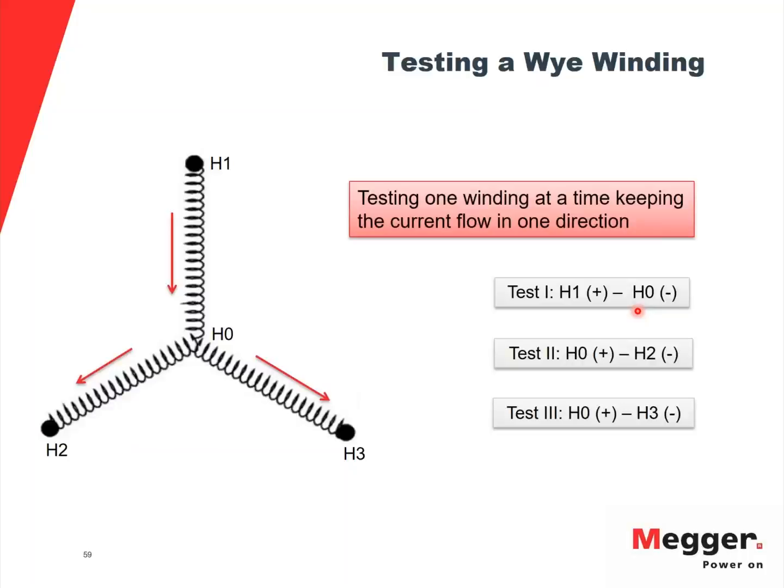So in order for you to make sure that you do that, if I test my A phase winding from H1 to H0, then when I'm testing my B phase, I should be testing from 0 to 2. And when I do that, I'm trying to maintain the direction of flux in the same direction. So when you test the B phase, the amount of effort needed to get a stable reading on B phase would be a lot less if you test from 0 to 2. And likewise for C phase, 0 to 3.